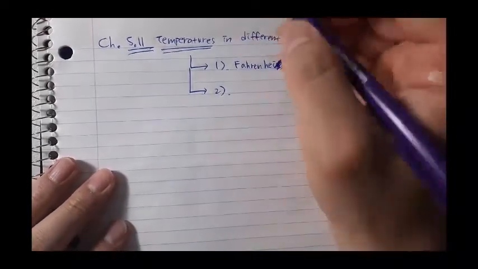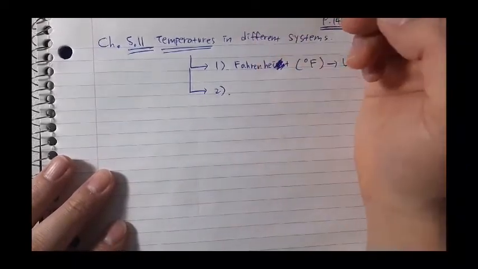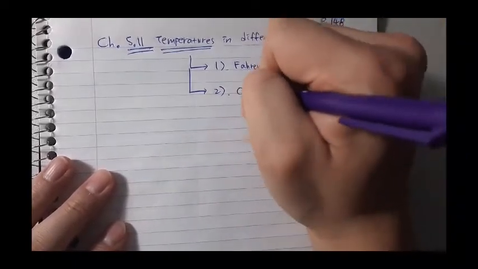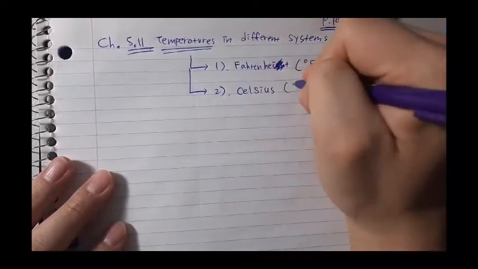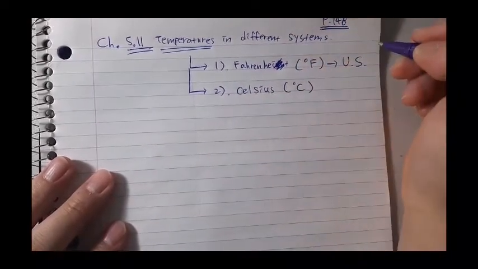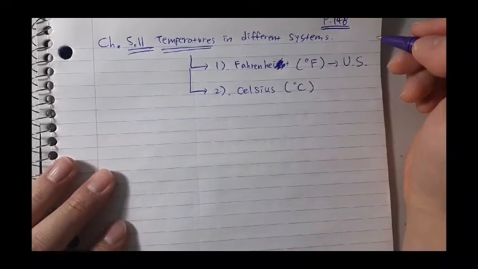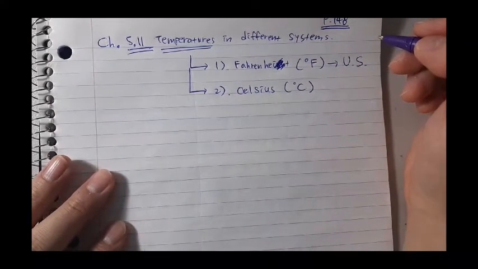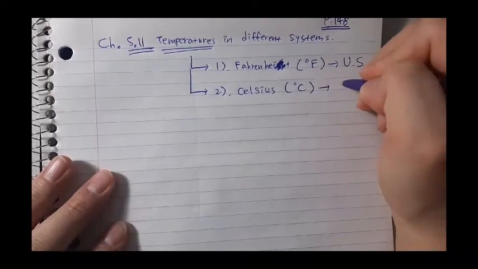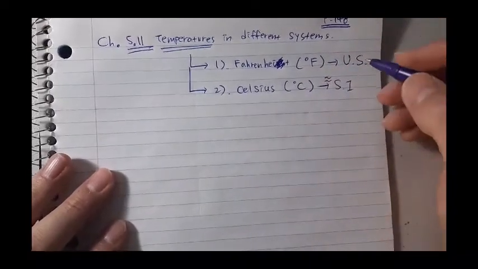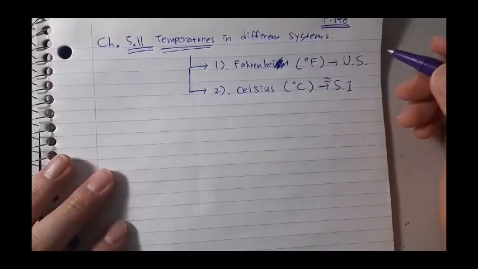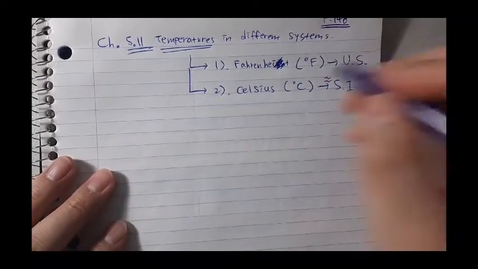And number 2, Anders Celsius. Celsius is the degree sign followed by C, and consider that as metric-unit-ish. The rest of the world uses degrees Celsius. When it comes to the time period, you don't have to memorize.